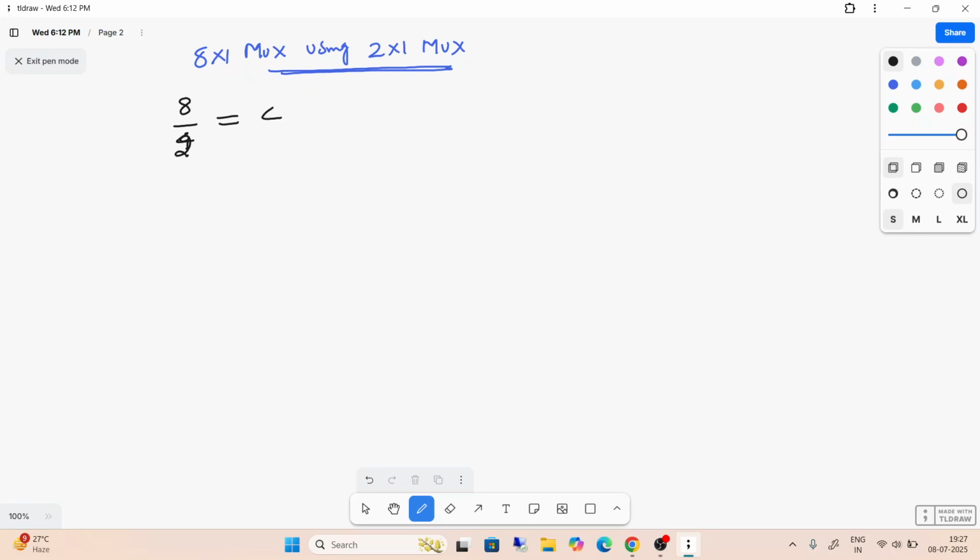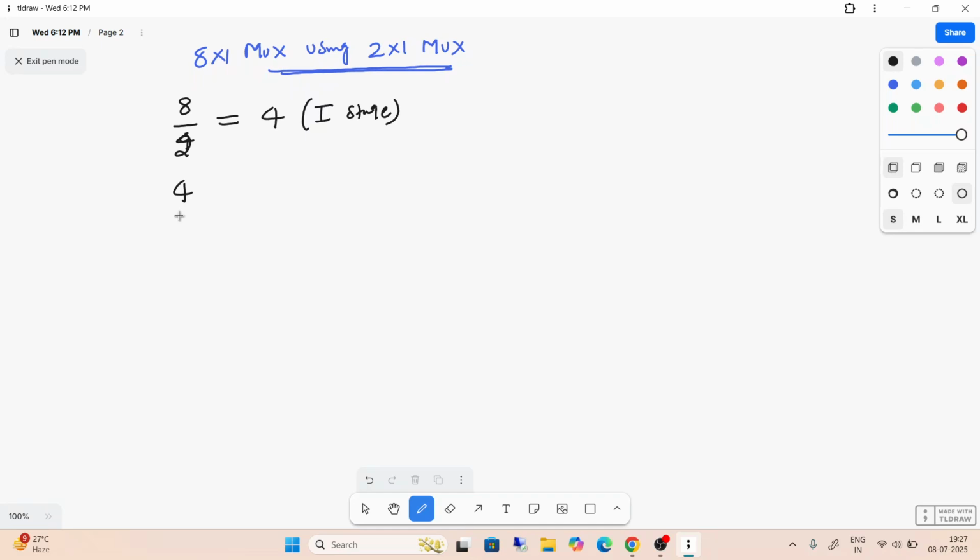Next, I want to implement an 8 cross 1 mux using 2 cross 1 mux. How to implement? Tell me. First step: calculate the number of muxes. First you need to divide 8 by 2. So 8 by 2, what is the quotient? 4. This will come in the first stage.